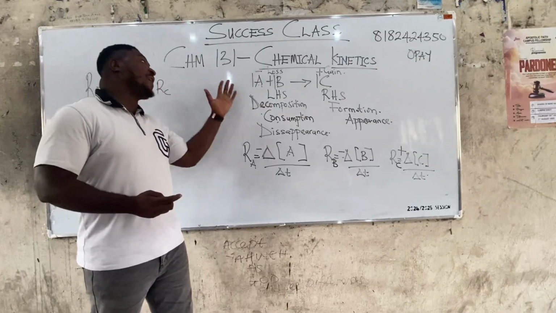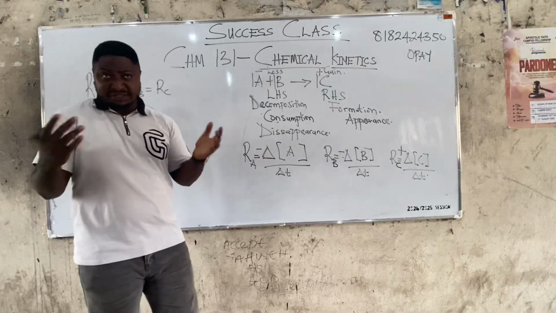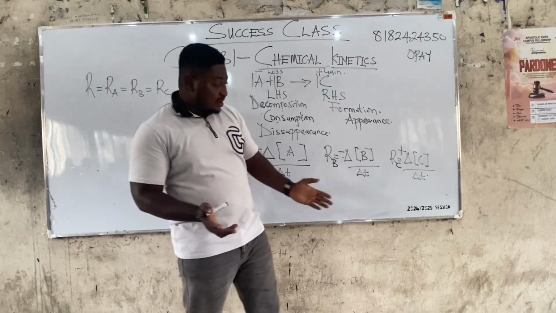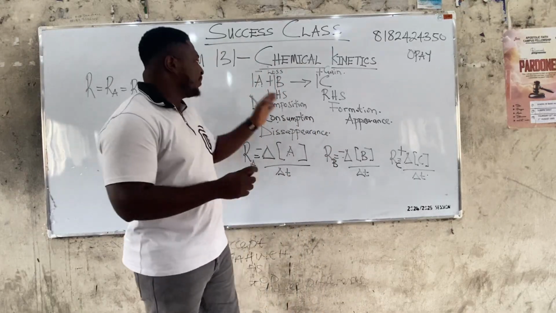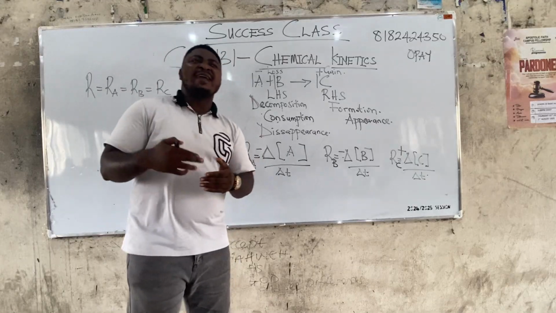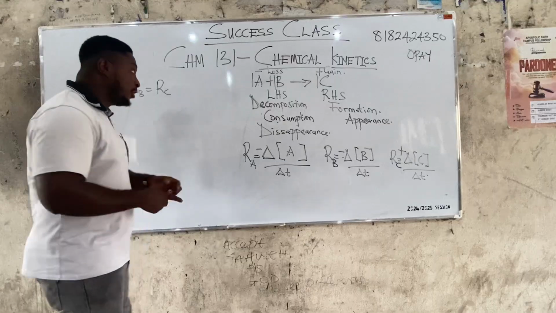So class, the overall rate of the chemical reaction equals RA, equals RB, equals RC, if all the components of the reaction have the same number of moles. So if you are to find the overall rate of this chemical reaction and you get RA, you've gotten the overall rate. Or you get RB, you've gotten the overall rate. If you get RC, you've also gotten the overall rate. This only applies if all the components of the reaction have the same number of what? Moles. But whenever you're given a reaction where they don't have the same number of moles, class, something else will come in. Follow me now.